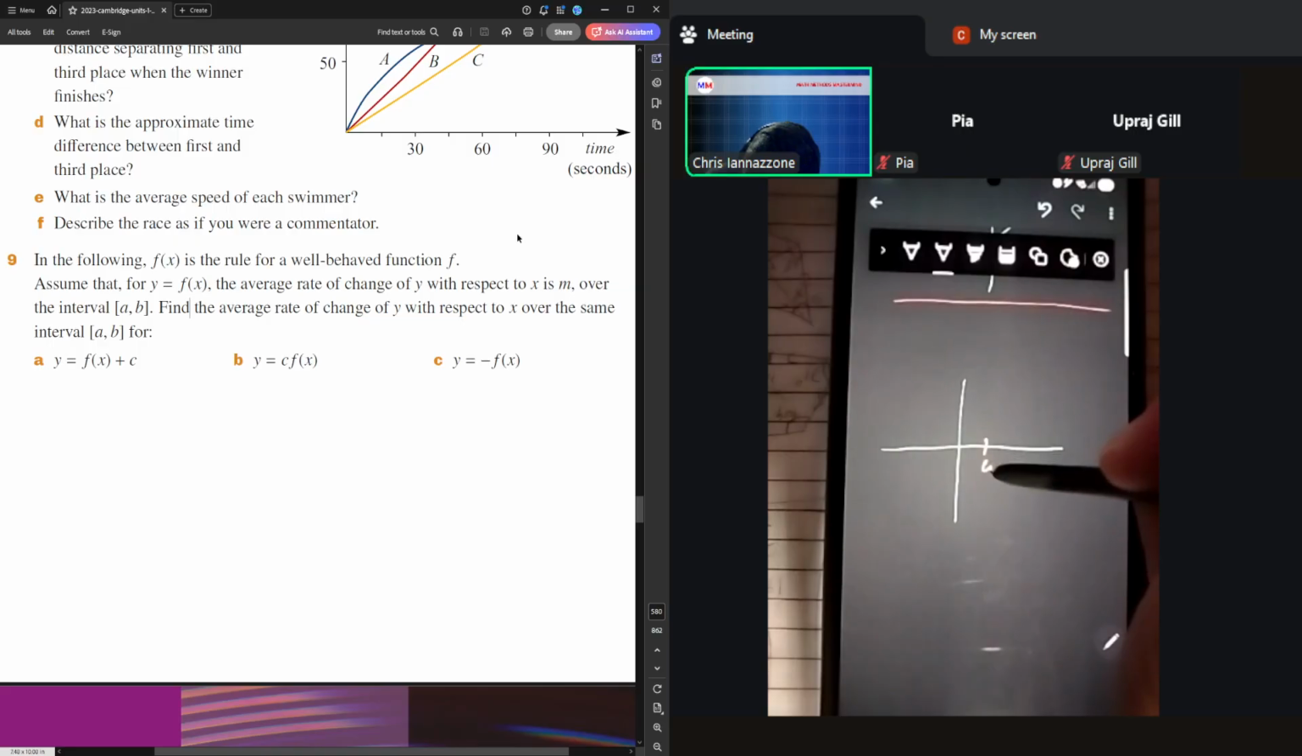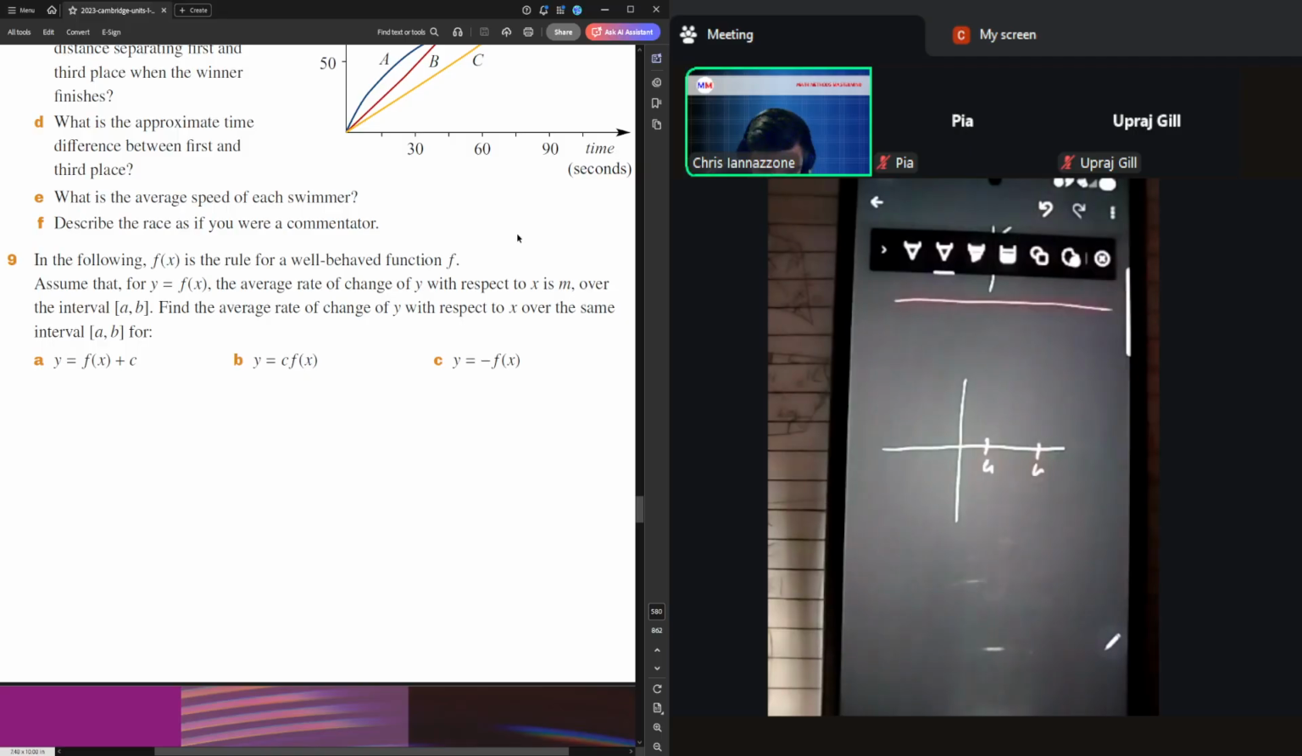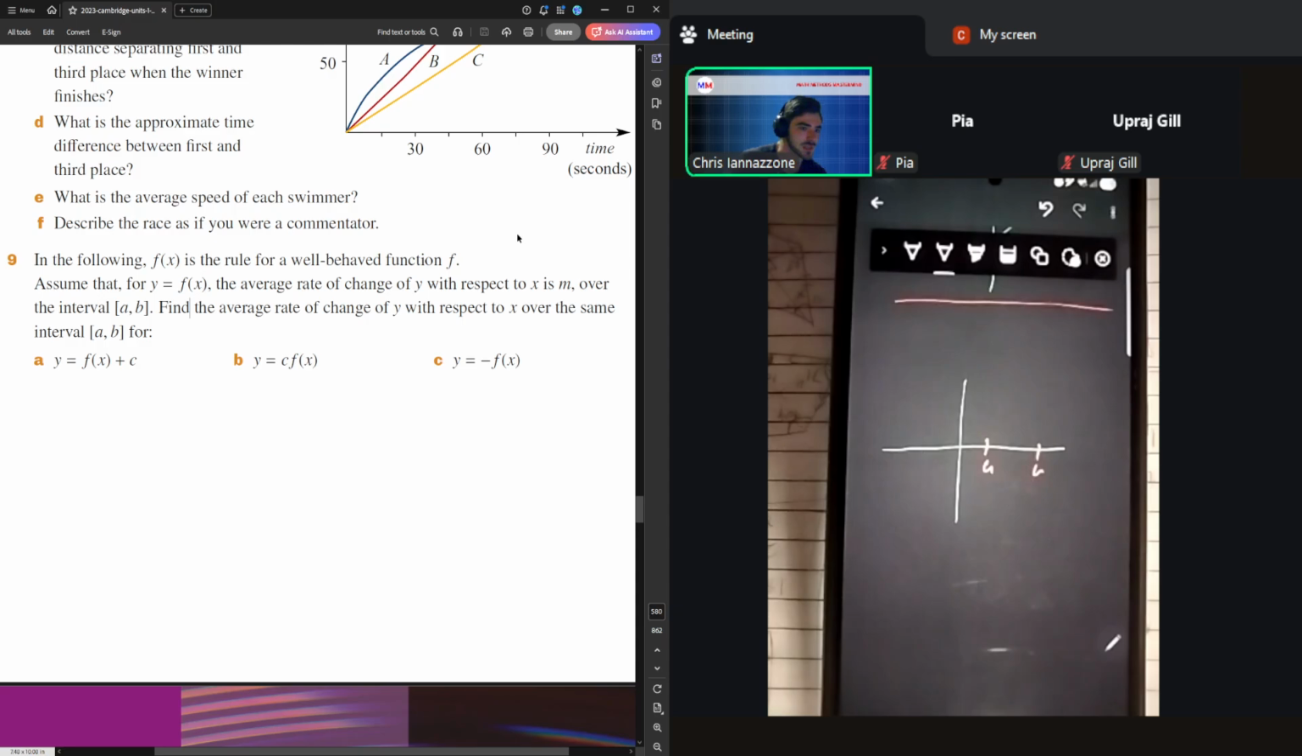So you could put your a and your b like this. You could put your b over here and leave the a. It really doesn't matter. If they don't tell you where they are with relation to each other, then you should be able to put them wherever you like.